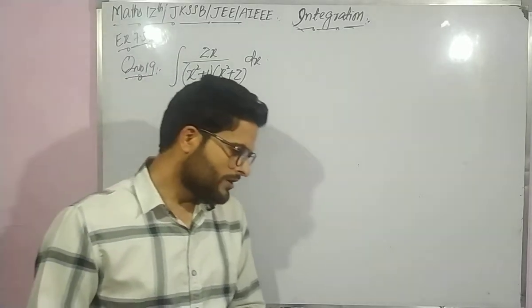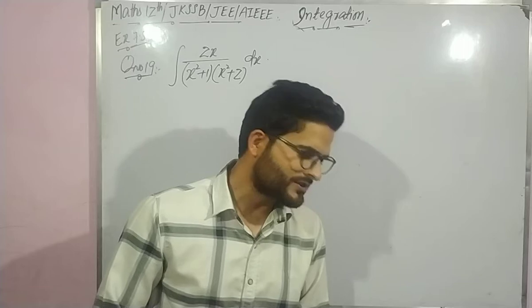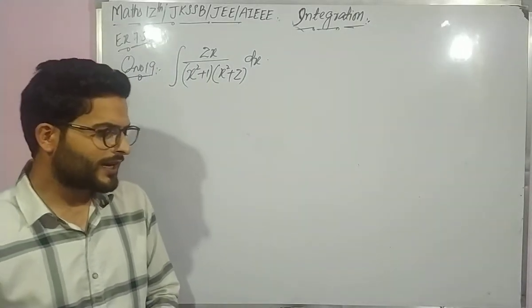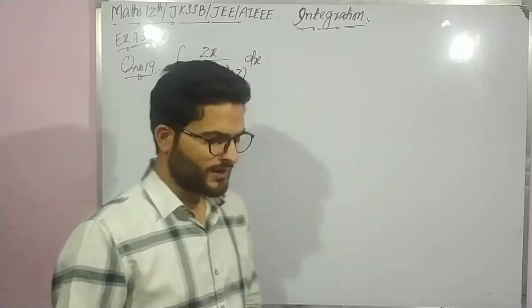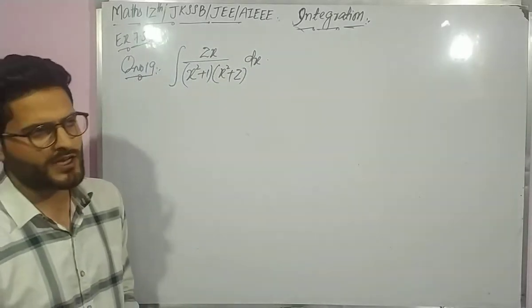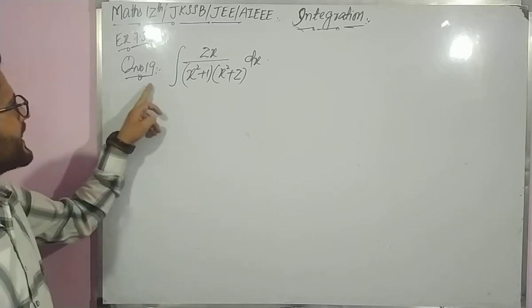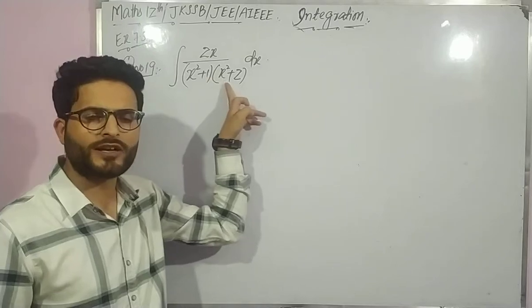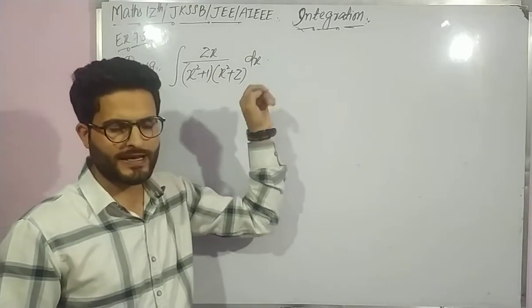So far we have solved 18 questions of exercise 7.5 of the NCERT book, and there we are on question number 19, which is again based upon integration by partial fractions, and that is the integration of 2x divided by (x square plus 1) into (x square plus 2) dx.